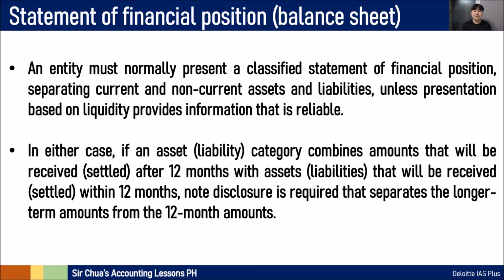In either case, if the asset category combines amounts that will be received after 12 months with assets that will be received within 12 months, note disclosure is required that separates the longer-term amounts from the 12-month amounts. Or in the case of a liability, if a liability category combines amounts that will be settled after 12 months with liabilities to be settled within 12 months, then there's a note disclosure that is also required that separates the longer-term amounts from the 12-month amounts. Pero, wag nyo nang pagsamahin, no?